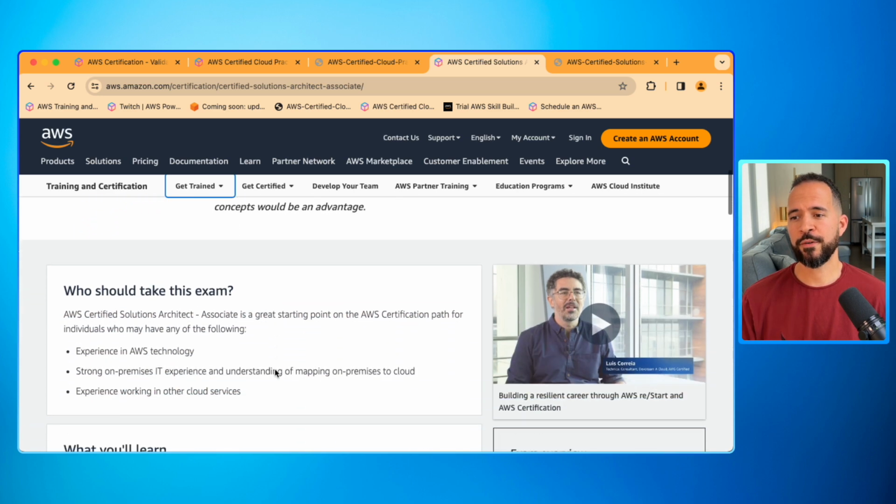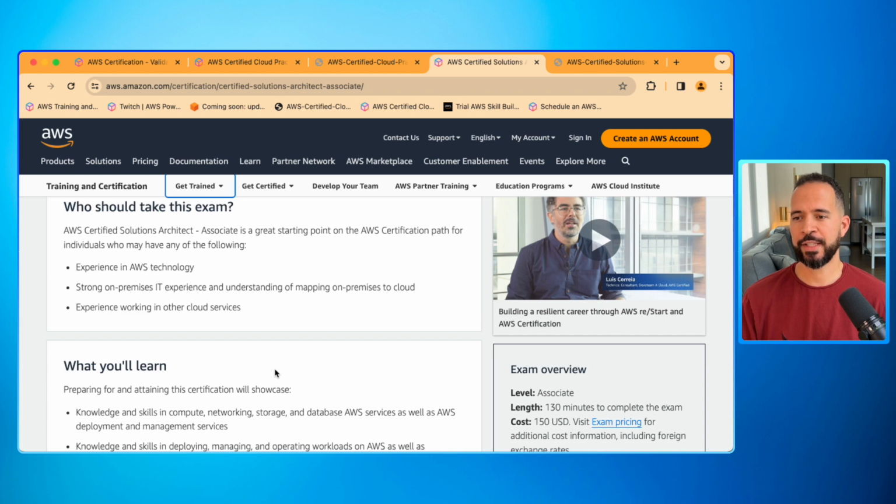Now, where you really want to focus on is who should take this exam. This is going to be a great starting point for anybody who has experience in AWS technology, a former strong on-premises IT experience and understanding of mapping how on-premises looks like in the cloud, and any prior work experience in cloud is going to help you out big time. Now, if you don't have any of that, you might want to take that into consideration when it comes to making a decision whether you should go Cloud Practitioner or Solution Architect Associate.